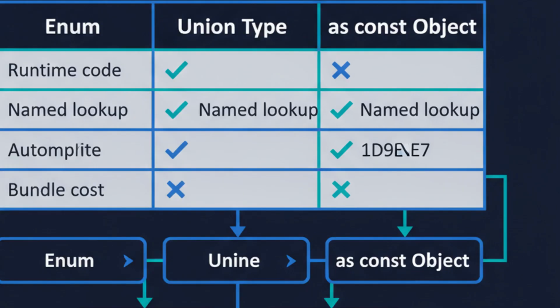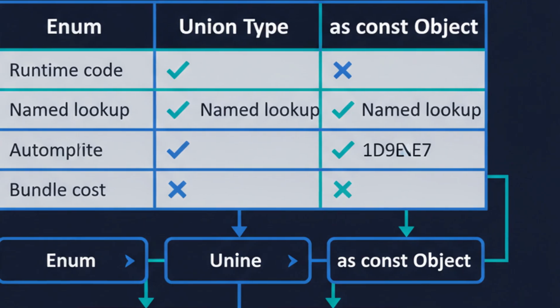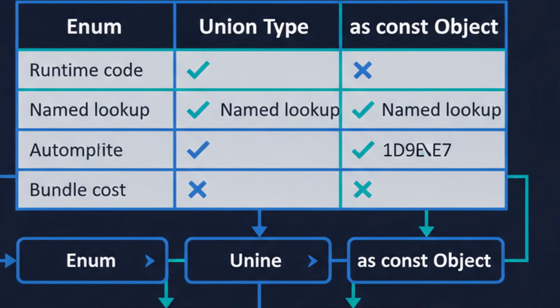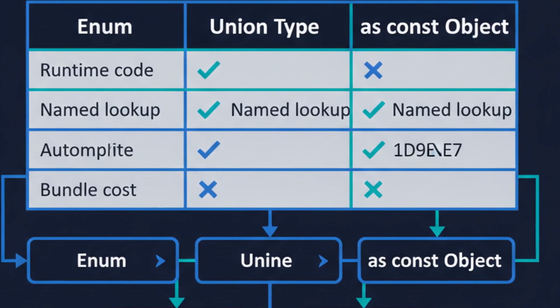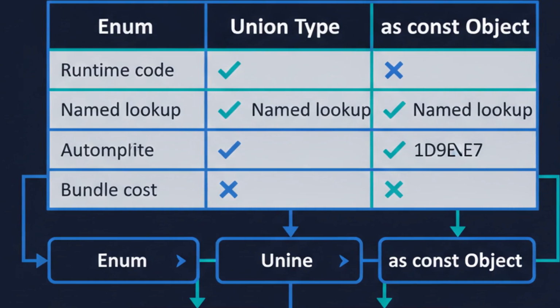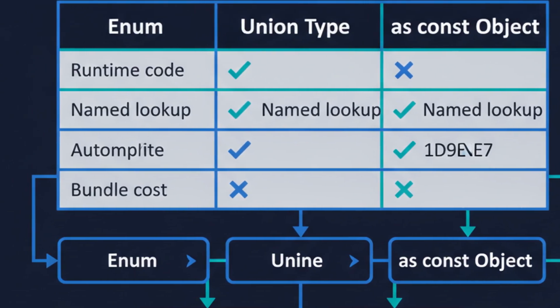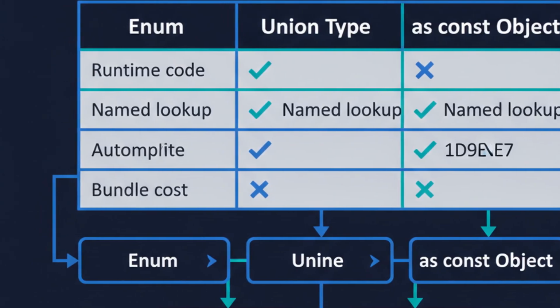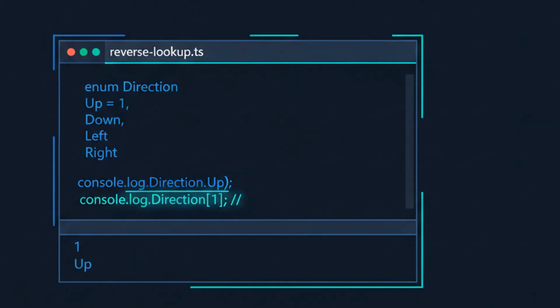Let's lay them next to each other. The enum carries runtime code. The union type is the lightest but gives you no named object to reference. The const object gives you both a named lookup and a clean type with zero magic. Most of the time, for simple sets of string values, the union or const approach wins on simplicity and bundle size.